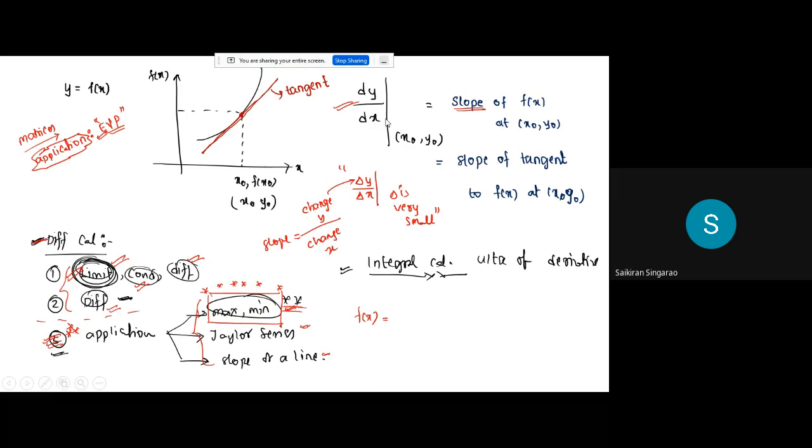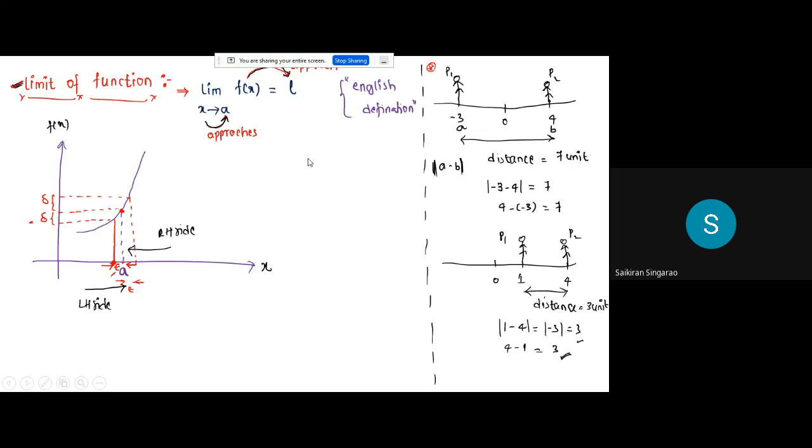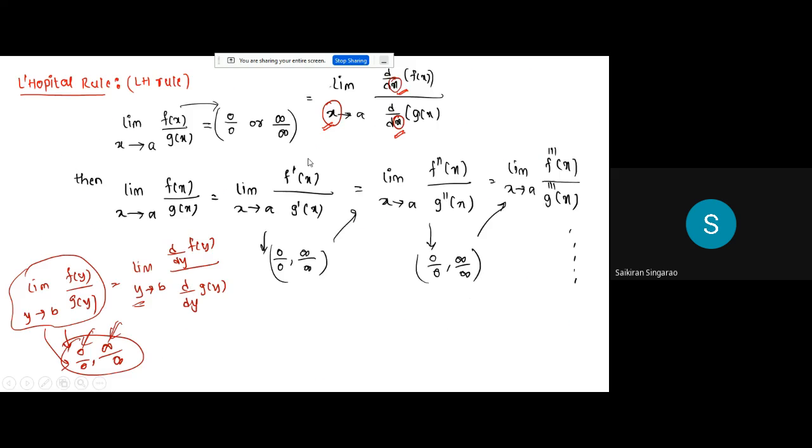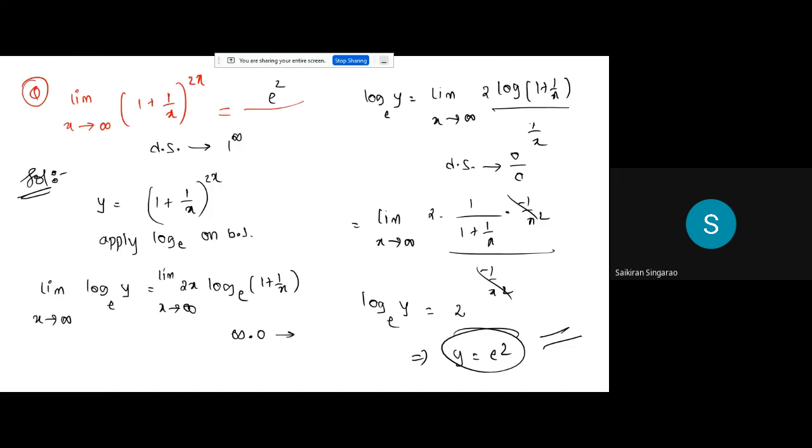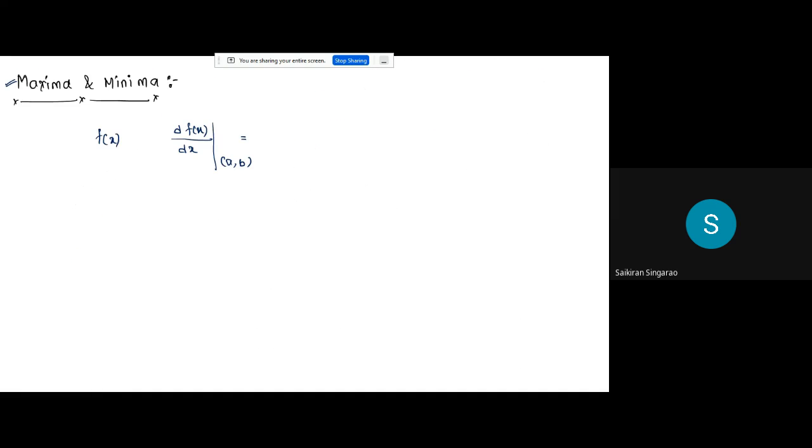See, I told you somewhere here, dy by dx at x naught, y naught is nothing but what? Slope of the function at x naught, y naught, or exactly speaking, slope of the tangent of f of x at a particular point x naught and y naught, right? So see, what we'll do is, if I say I have a function f of x and I'm telling that it's a continuous and differentiable function.